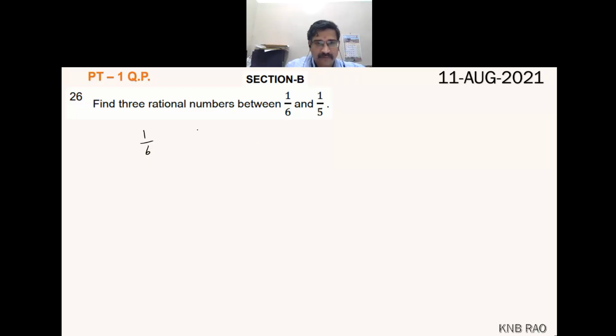That is finding the LCM of these denominators 6 and 5, which is 30. Now bringing them to the same denominator, 1 by 6 becomes 5 by 30, and 1 by 5 becomes 6 by 30. Now to write between 5 by 30 and 6 by 30, we are immediately not able to find.